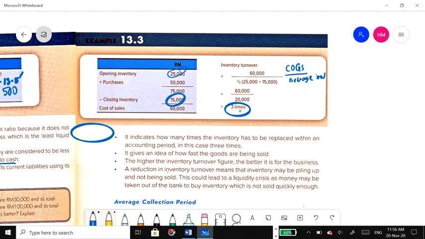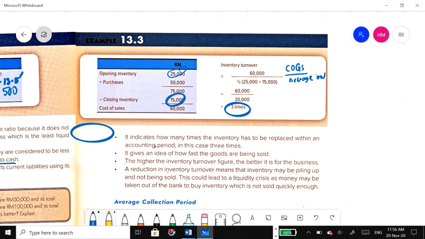Okay. So it indicates how many times of the inventory has to be replaced within an accounting period. In this case, 3 times. It gives an idea of how fast the goods are being sold. The higher the inventory turnover figure, the better it is for the business. A reduction in inventory turnover means that inventory may be piling up and not being sold. This could lead to a liquidity crisis as money may be taken out of the bank to buy inventory which is not sold quickly enough.